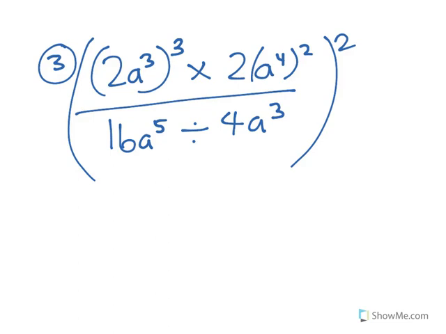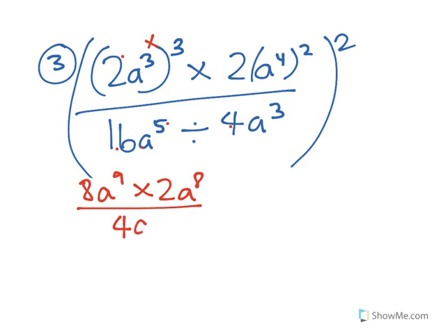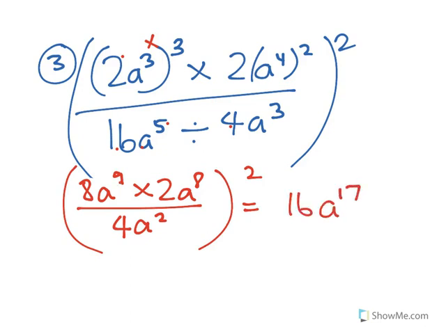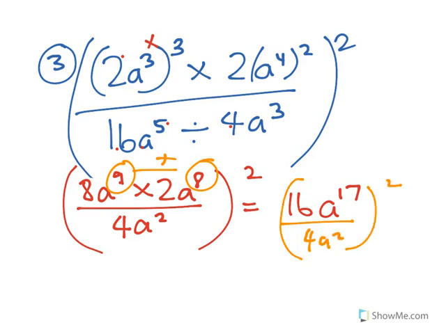Okay, let's have a look at this one. Let's break it down. They've got (2A^3)^3, and I'm going to do it the quick way. That's 2 to the power of 3. 2 2s are 4, 2 4s are 8. A to the 3 times 3, which is 9. Times 2, A to the 4 times 2 is 8. And on the bottom, 16 divided by 4 is 4. A^5 over A^3 would be A^2. That's (A^2) squared. 2 8s are 16. That would be A^17, because the 9 and the 8 add to give 17, over 4A^2, and that's all squared.